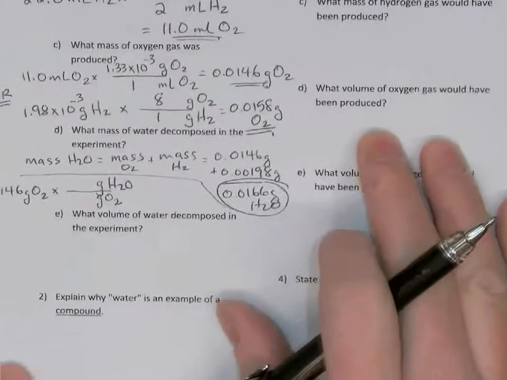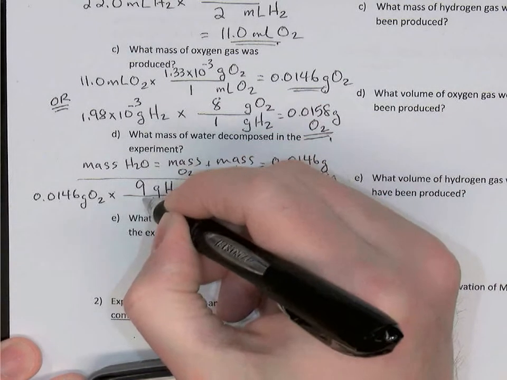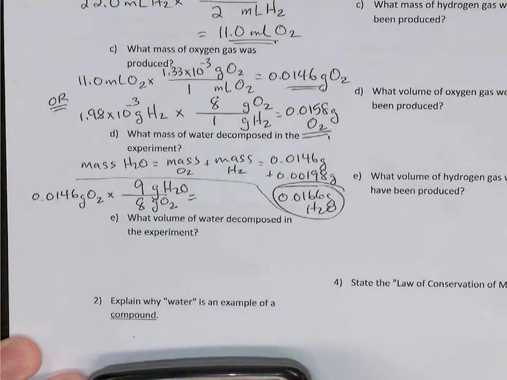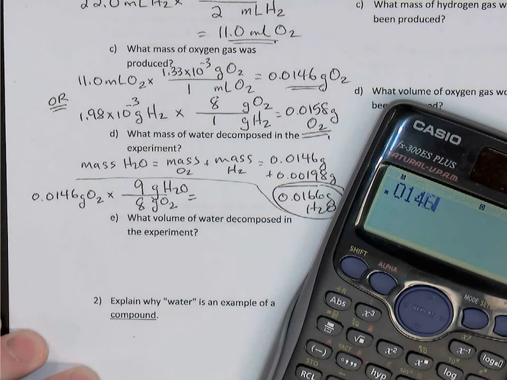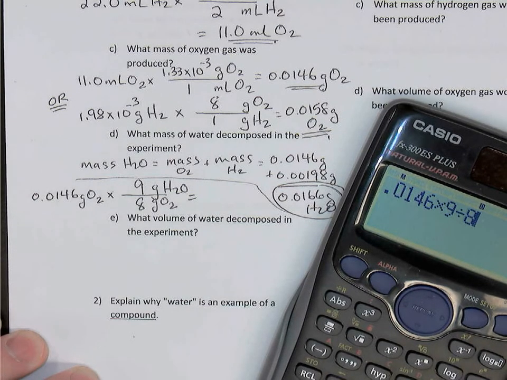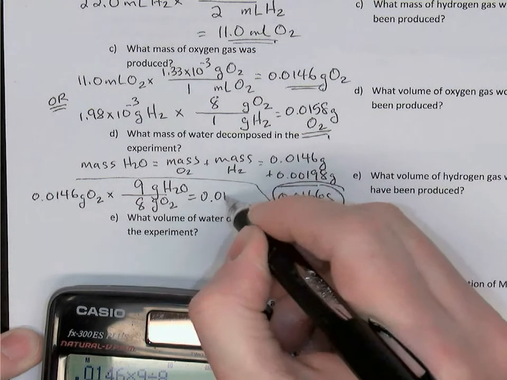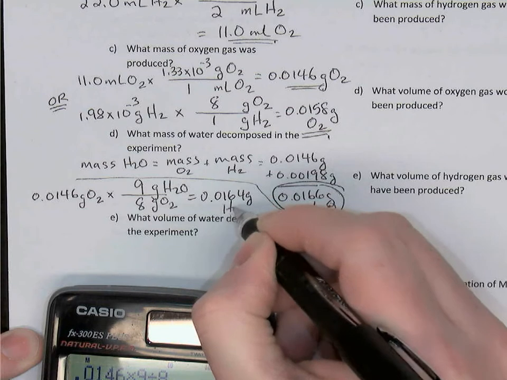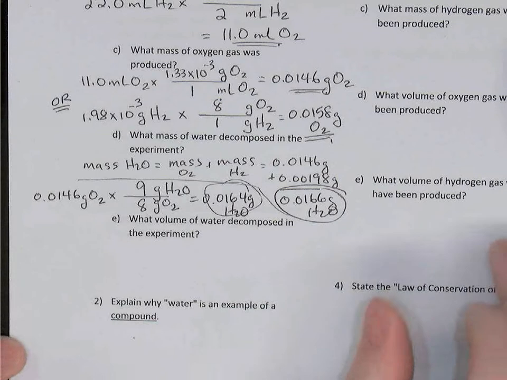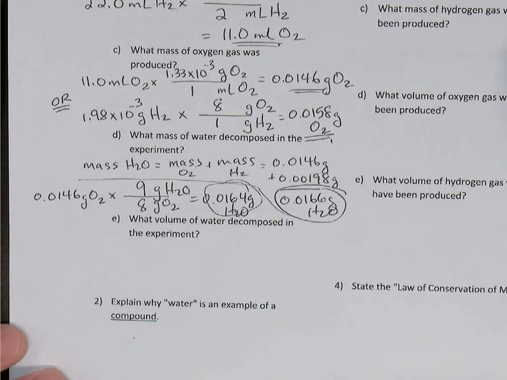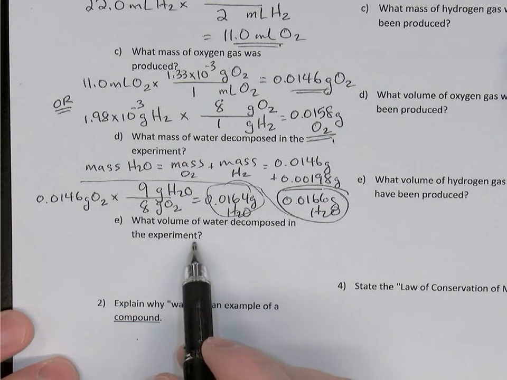So down here in my unit multiplier, there's 9 grams of water for every 8 grams of oxygen. And this answer should be pretty close to the one we just got. So 0.0146 times 9 over 8, 0.0164, which is very close to the answer we got by just adding the masses together. So there's more than one way to do it, and your answers again are just slightly different depending on which method you chose. Part E, what volume of water decomposed?